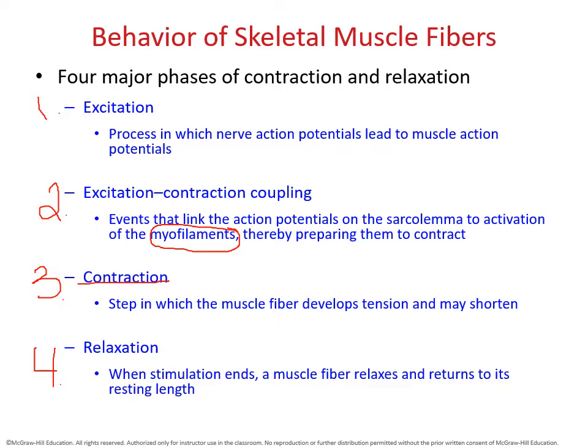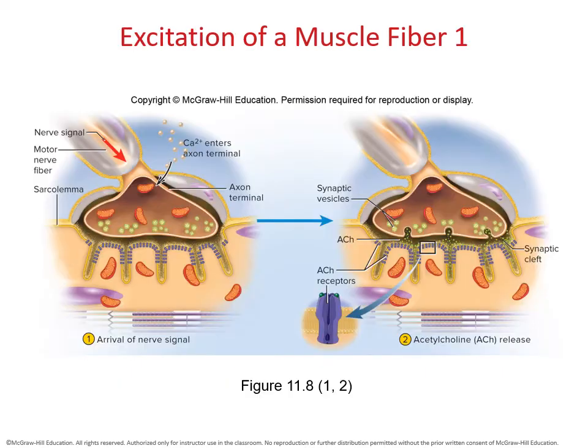Now, here's where the fun part begins. We're going to explore each of these 4 steps in detail. We're going to do this through an illustrated example, and I'm going to walk you through all the different steps that are involved. So I'm very excited. This is one of my favorite topics in A&P, so I hope I can share my excitement with you. All right, so let's take a look at the first step, which is excitation.